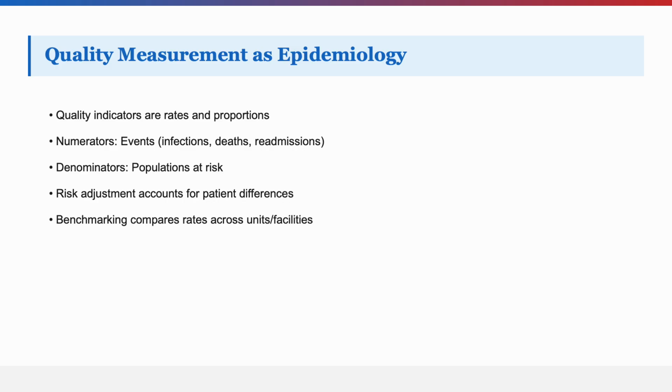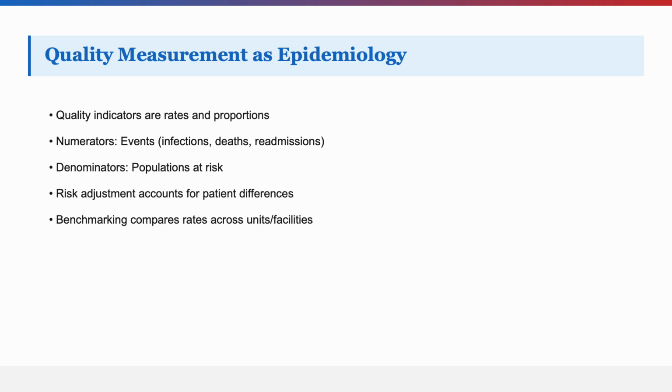The numerator is the event of interest: infections, deaths, falls, medication errors. You must define this clearly, just as you define a case in outbreak investigation. The denominator is the population at risk: surgical patients, admitted patients, those receiving a medication. Getting the denominator right is essential for meaningful rates.